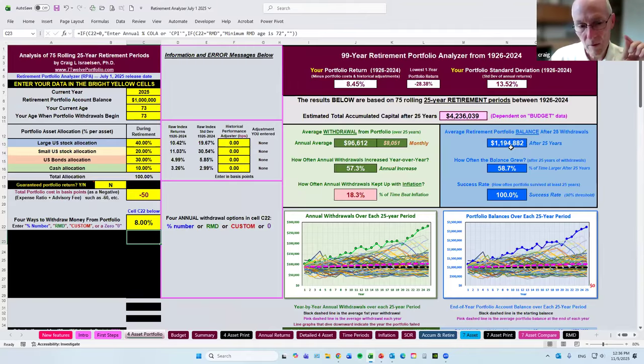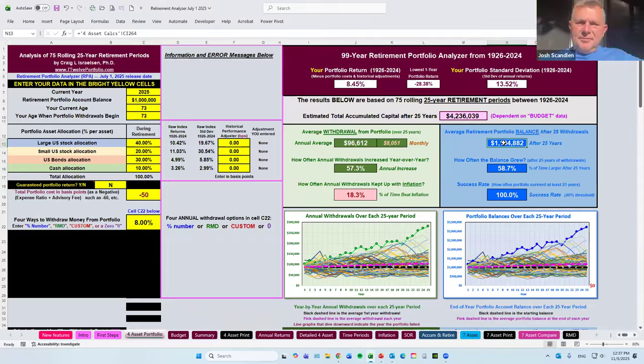Historically, for a 60-40 portfolio with a 50 basis point expense ratio, there's no historical motivation to go beyond a 6% withdrawal rate, because we did not get an increase in the average withdrawal, but we got a systematic reduction in average ending balance whenever we went past the 6% withdrawal rate.